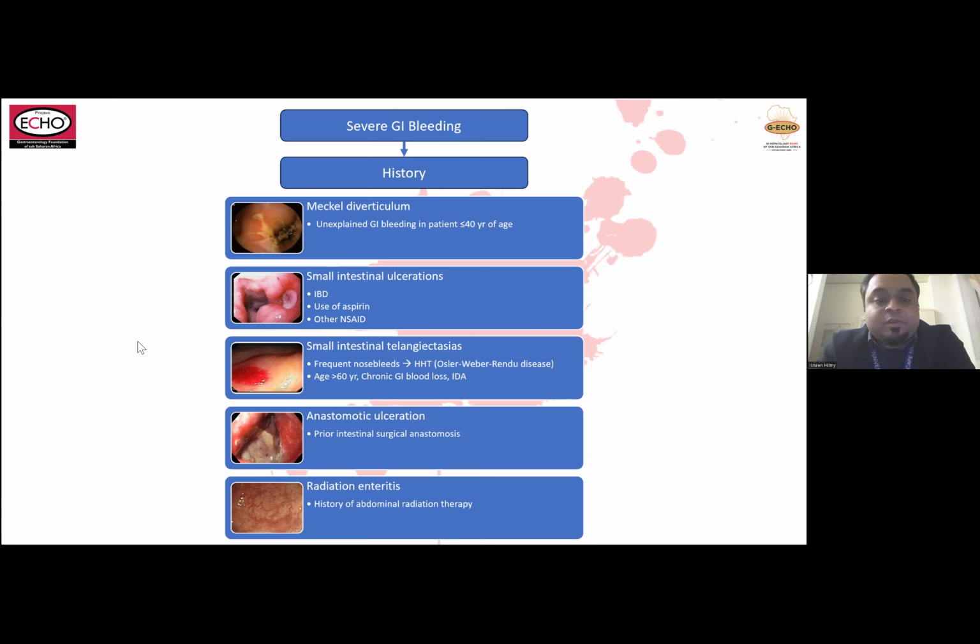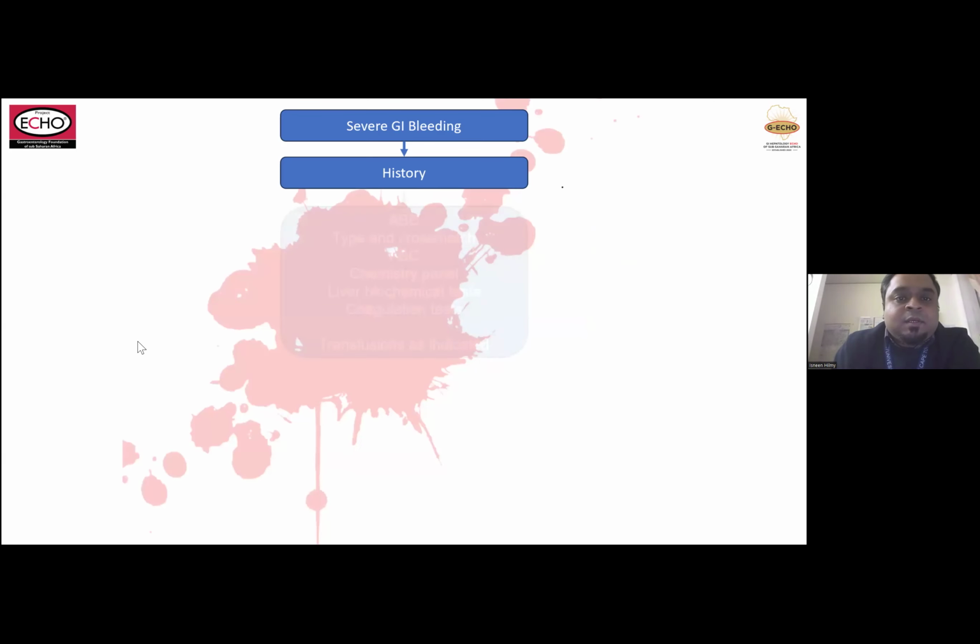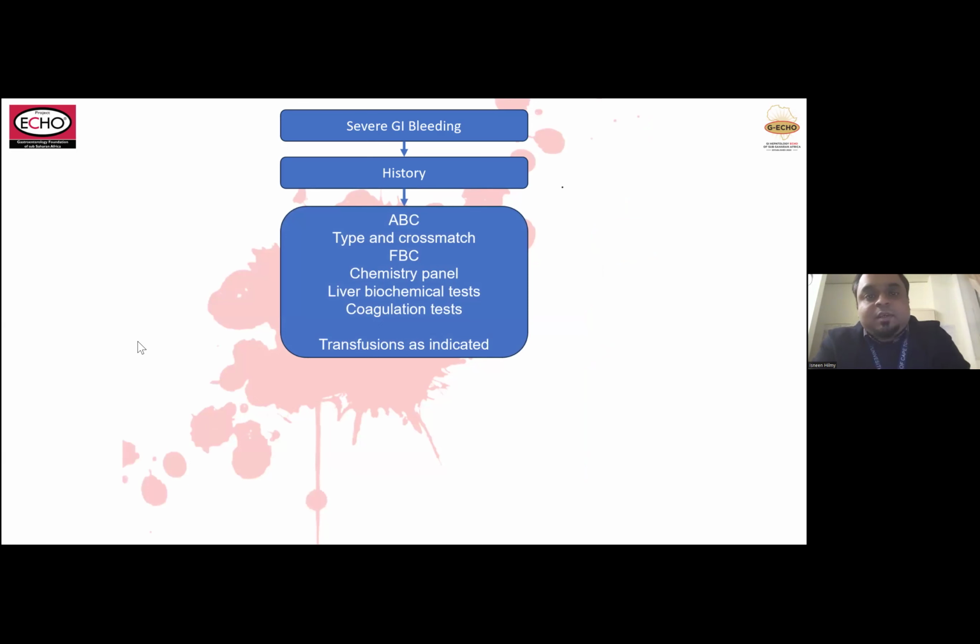And it's also important to ask if they had received any intra-abdominal radiation, because one would think of radiation enteritis in these patients. So once we get the history, the history and basically the ABCs should go hand in hand, and it's very important to stabilize the patient. So we check the airway, breathing, circulation, and regarding prophylactic intubation, it has not been studied in patients with upper GI bleeding in large randomized trials.